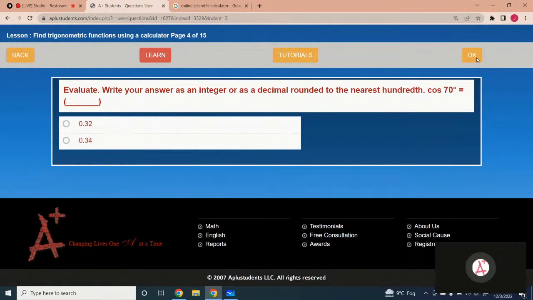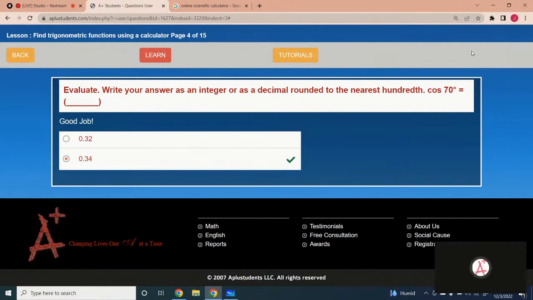Okay, the next one is cos 70. Got it? Just use the calculator, type the values, and you'll get your answer. Click on the cos function button, and then the number is 70. So cos 70 is 0.34. Got it? So just select the correct option, then click on the OK button.